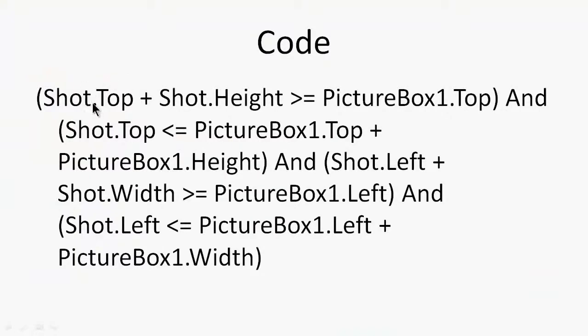Here we have the shot's top plus the shot's height, which would equal the shot's bottom, has to be greater than or equal to the picture box's top. And the shot's top has to be less than or equal to the picture box's bottom, which is found by PictureBox.top plus PictureBox.height. And now we'll have to go find the right and left side. So we have shot.left plus shot.width, which would be the shot's right side, has to be greater than or equal to the picture box's left side. And the shot's left has to be less than or equal to the picture box's left plus the picture box's width, which would be the picture box's right side.